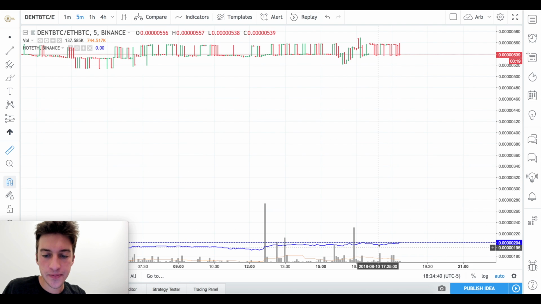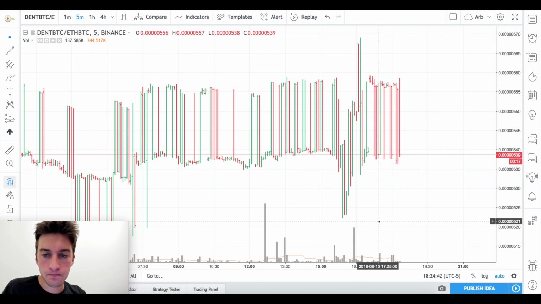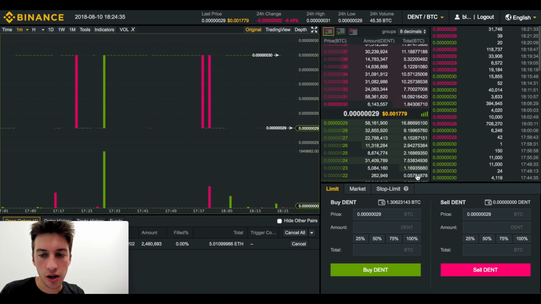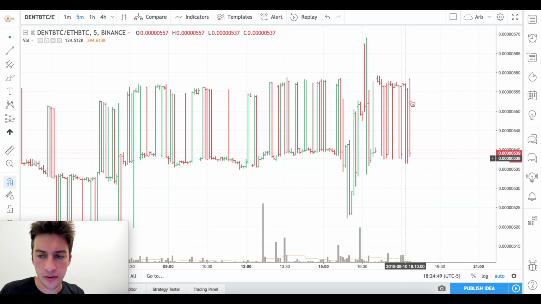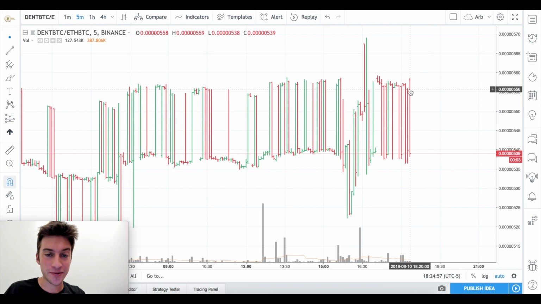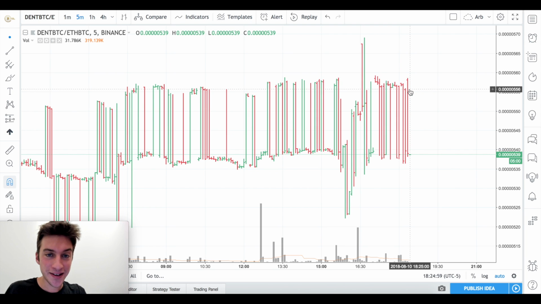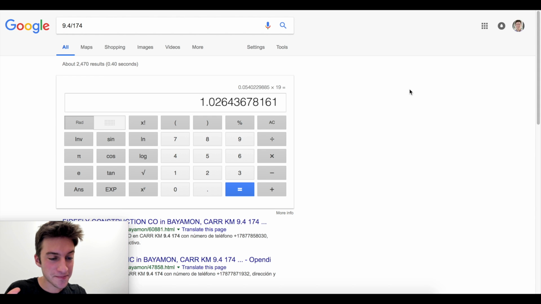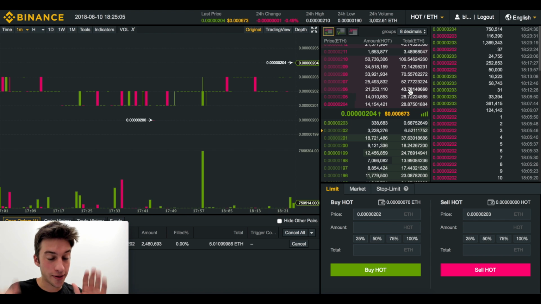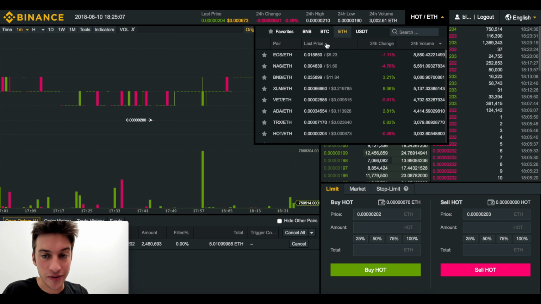So this is Dent. I am pretty confident that because the bid is so much stronger on Dent BTC than the offer, Dent ETH is probably somewhere around here at the top of the range. I don't know what the Dent ETH rate is. Here's my phone, my computer. I'm not seeing anything else. I promise you I'm not seeing Dent ETH. But let's just take a look at what Dent ETH is at.